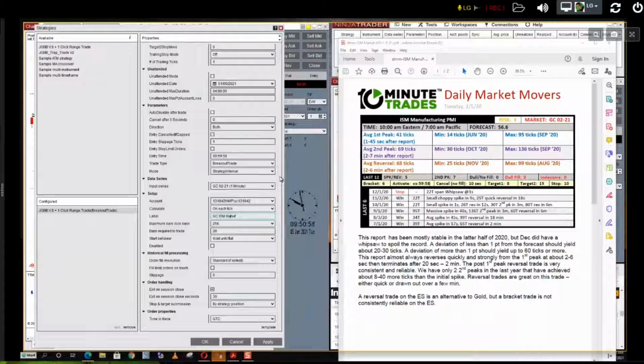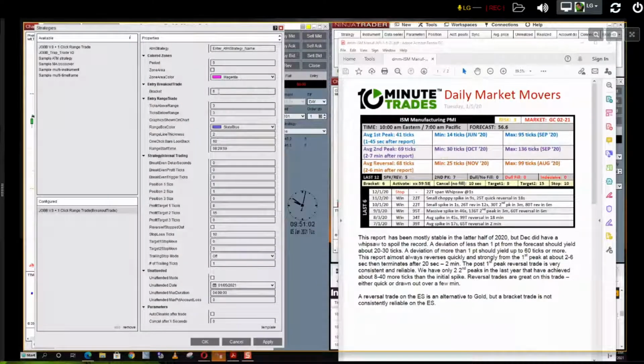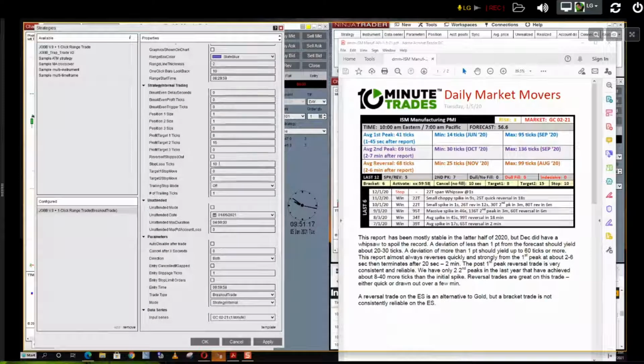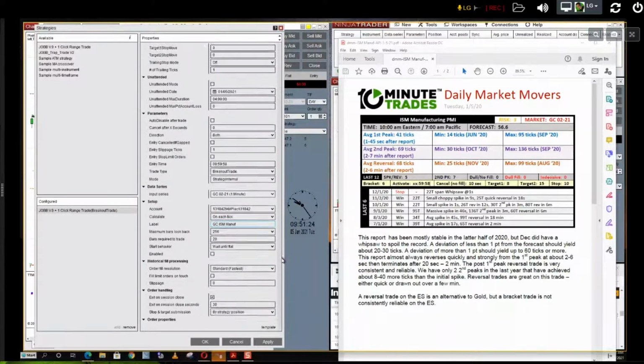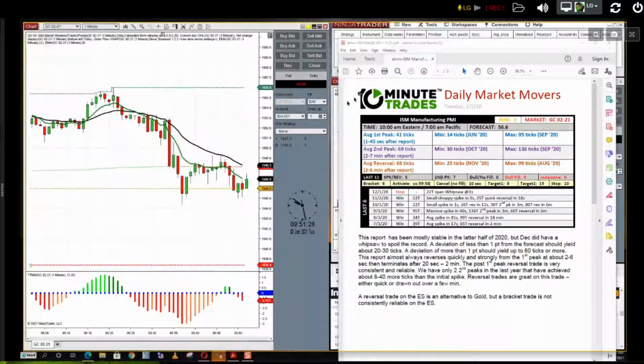trading with the software. So I've got a bracket of 6, one target for 8 ticks, one target for 15 ticks. It's a 10-second cancel. If we don't get filled in 10 seconds, it should be canceled. I have a stop of 10, and my entry time is 9:59:58 Eastern Time. Apply it, okay it.